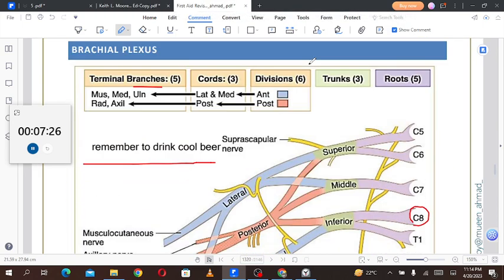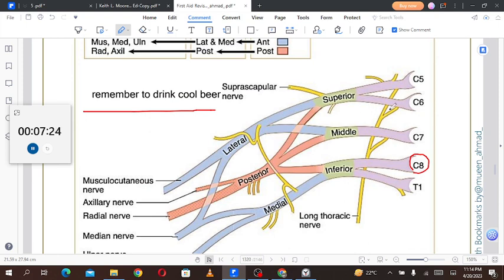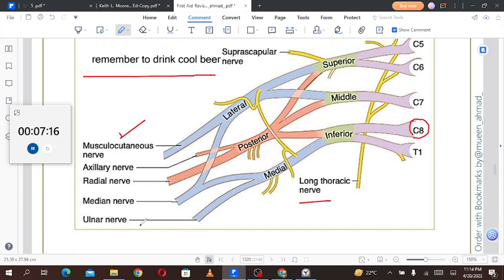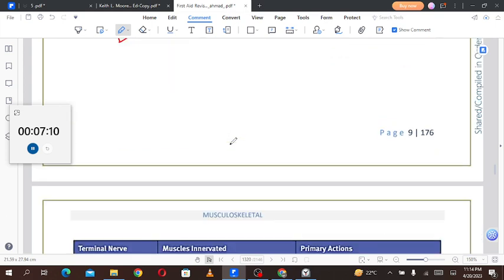So here you can see that there's the long thoracic nerve coming from root value C5, 6, 7, and here we have the lateral one giving rise to the musculocutaneous nerve. Then we have the ulnar nerve, and both together will give rise to the median nerve. Then the axillary nerve is over here, and the radial nerve is over there.